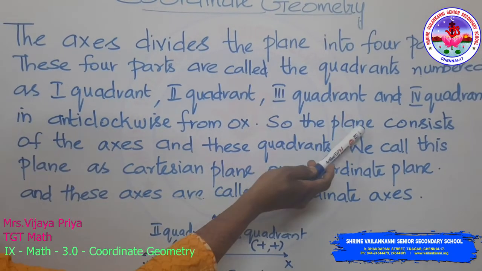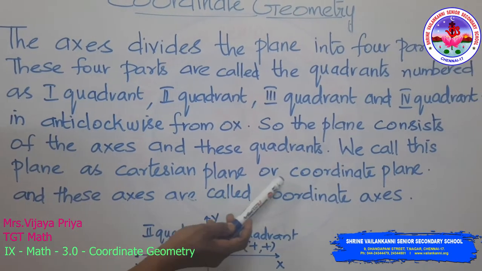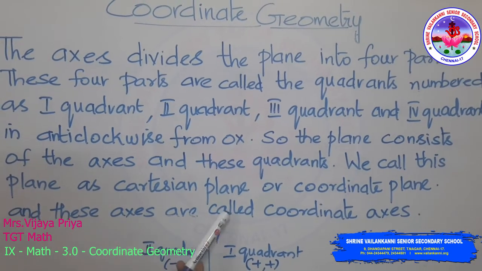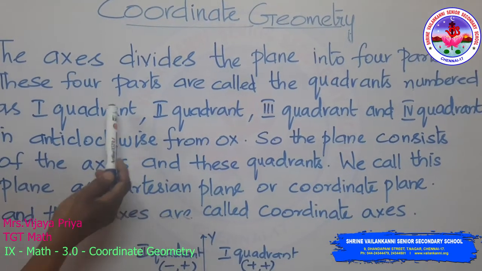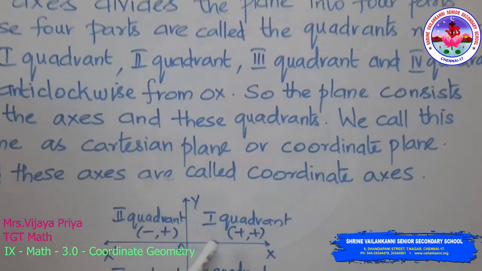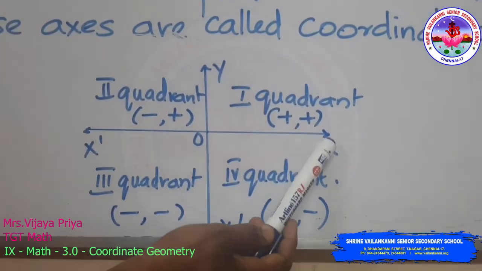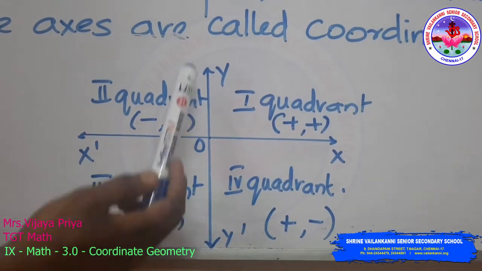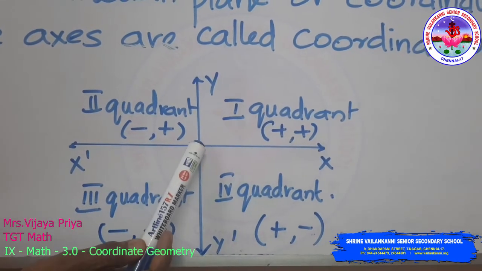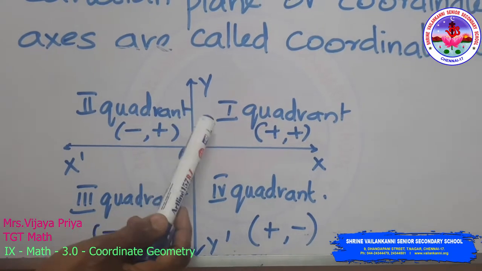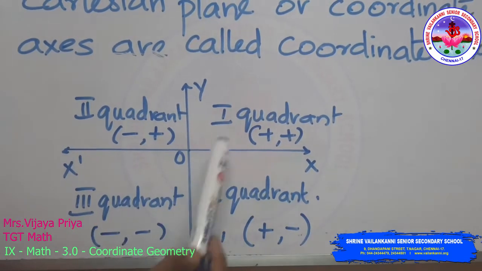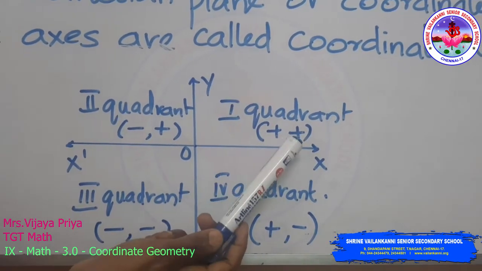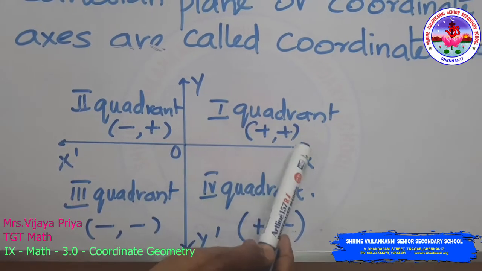We call this plane a Cartesian plane or coordinate plane. The axes present in the plane are called coordinate axes. Let us see this definition in the figure, where I have given X'X and Y'Y, both the axes crossing each other at the origin O. The axes divide the entire plane into 4 quadrants, that is 1/4 of it, going anti-clockwise from OX.